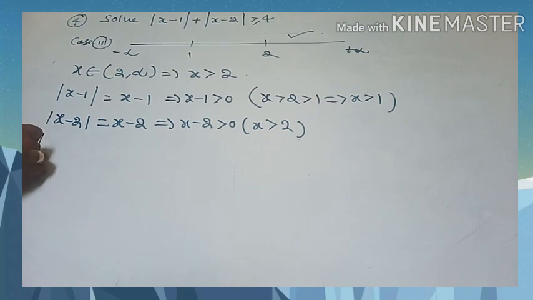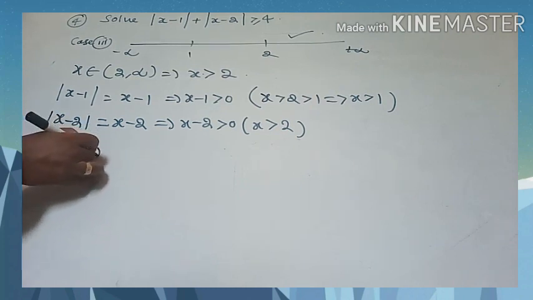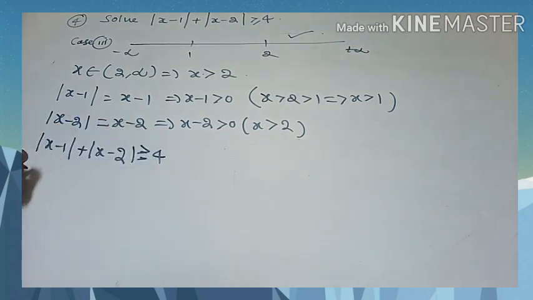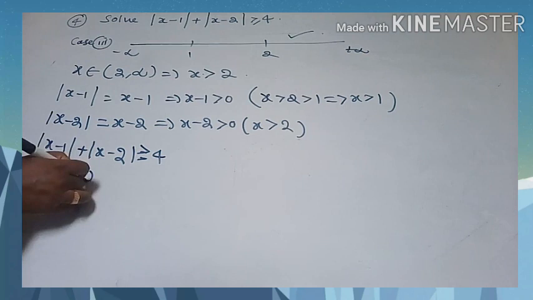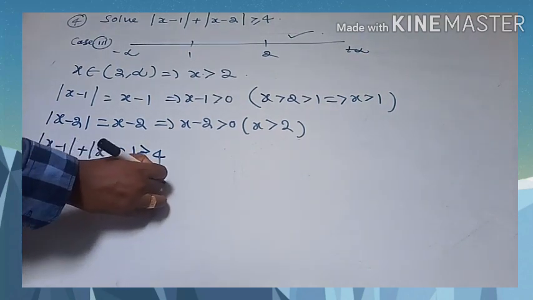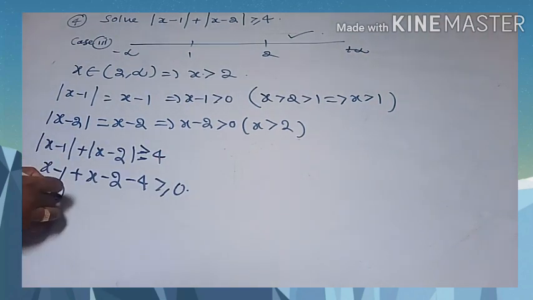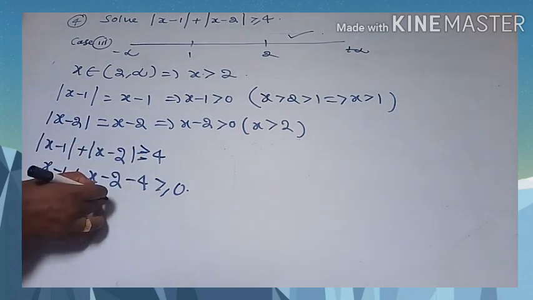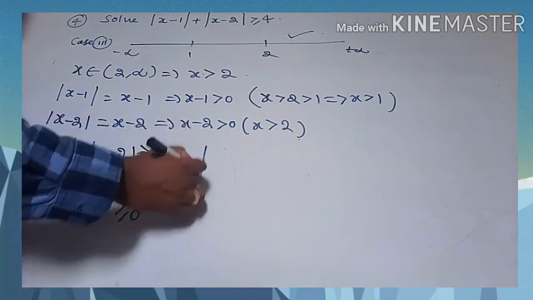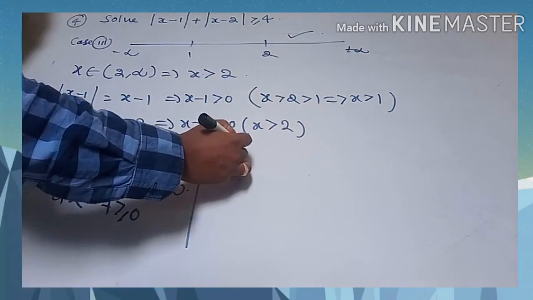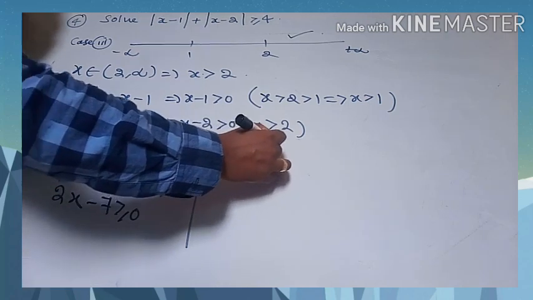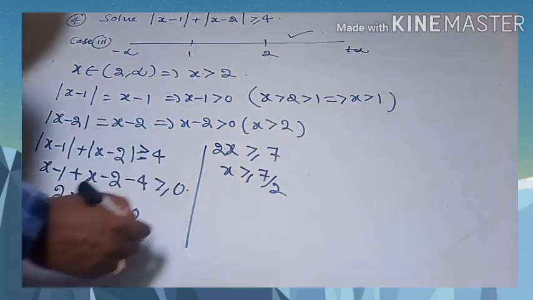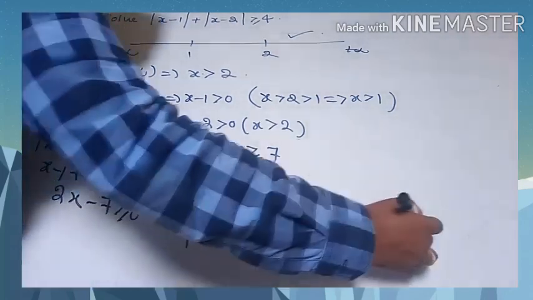Now our problem becomes modulus of x minus 1 plus modulus of x minus 2 greater than or equal to 4. This reduces to x minus 1 plus x minus 2 minus 4 greater than or equal to 0. Now this is 2x minus 1 minus 2, that is minus 3, minus 4, minus 7, greater than or equal to 0. That means 2x is greater than or equal to 7, so x is greater than or equal to 7 by 2, that means 3.5.